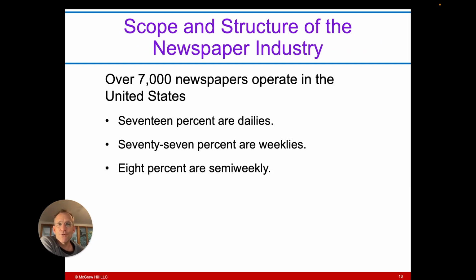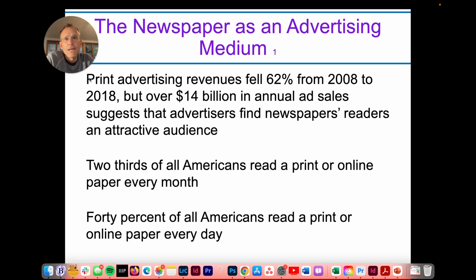Over 7,000 newspapers currently operate in the United States. 17% are dailies, 77% are weeklies, meaning they come out once a week, and 8% are semi-weekly. Now, while we'd love for a newspaper or a magazine for its main goal to be what they were built to do, which is inform, entertain, and persuade, it is in the end a business.